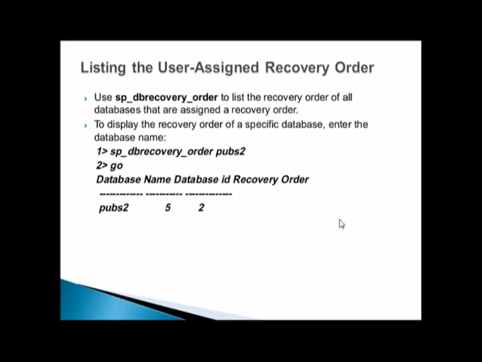Okay. Listing the user assigned recovery order. To display that value, you can use sp_dbrecovery_order to list the recovery order for all databases that are assigned a recovery order. To display the recovery order for a specific database, you can use the database name. For example, sp_dbrecovery_order pubs2. So you will see that order: the database ID and the recovery order. So that's how you can check it and how you can display the recovery order of a database.